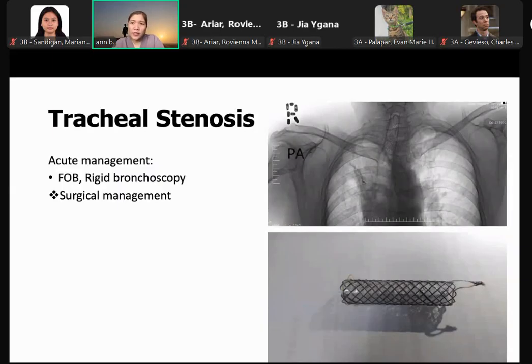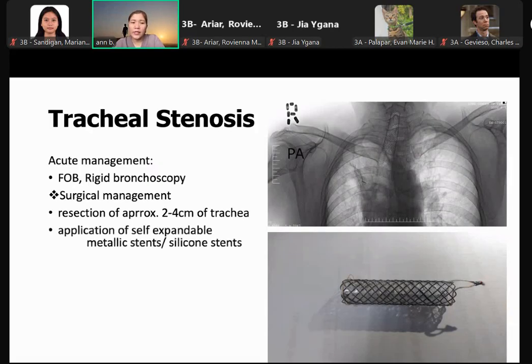The rigid bronchoscope can dilate the stenotic area, and the surgical management is resection of approximately 2 to 4 centimeters of trachea. What we have here in the picture is a tracheal stent that we put in this patient. In high-risk patients in whom we cannot do resection immediately, or where there is a long segment stenosis, we need to apply the tracheal stent to dilate the airway.